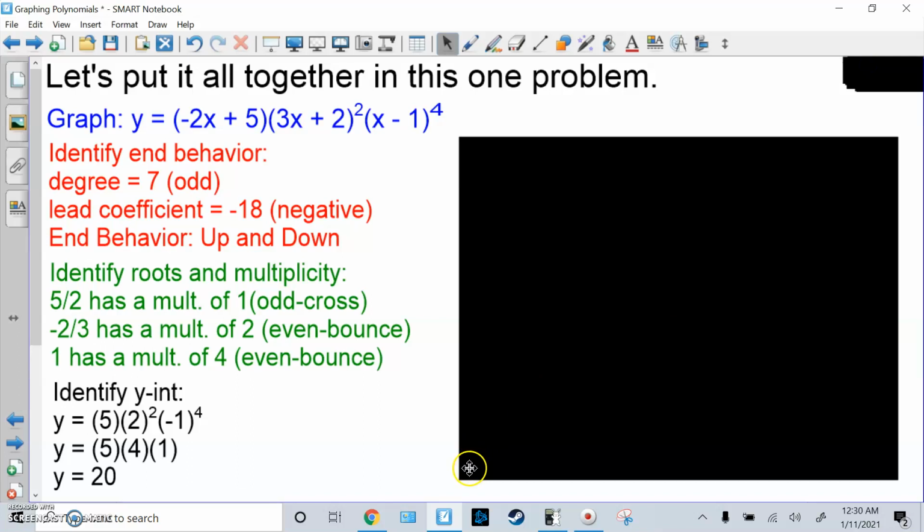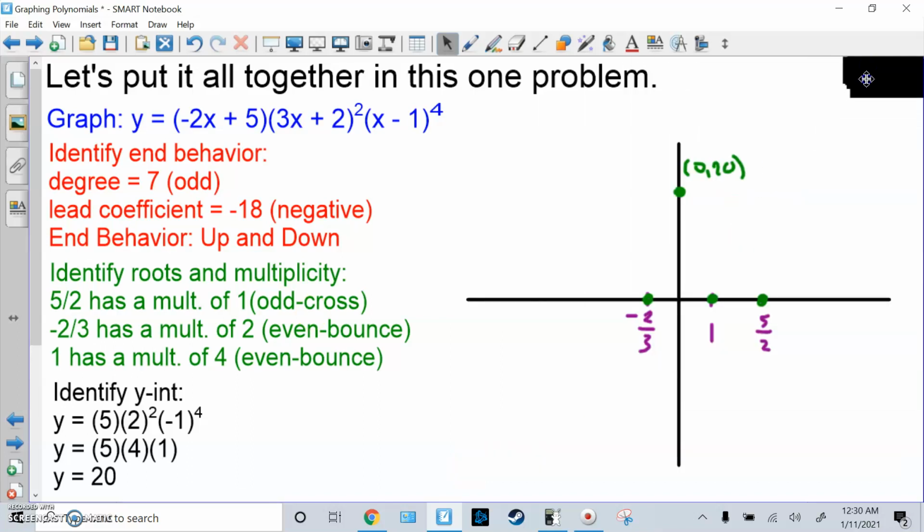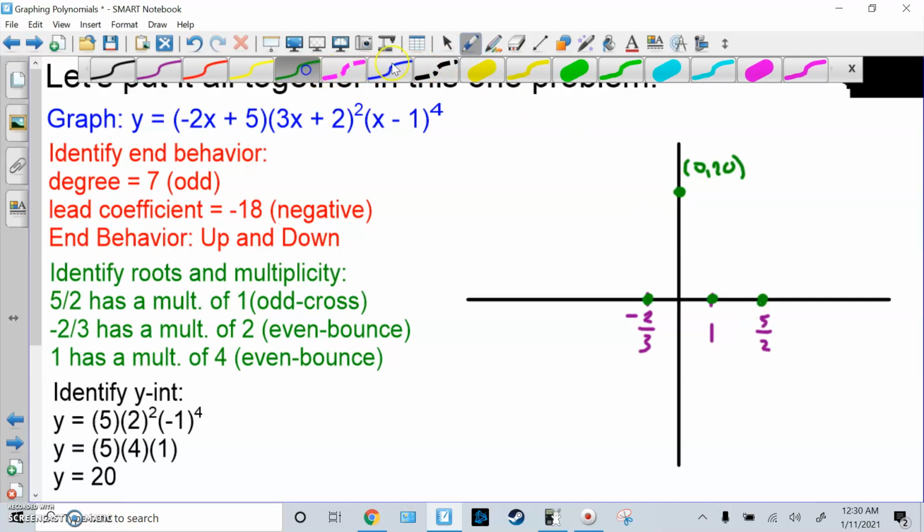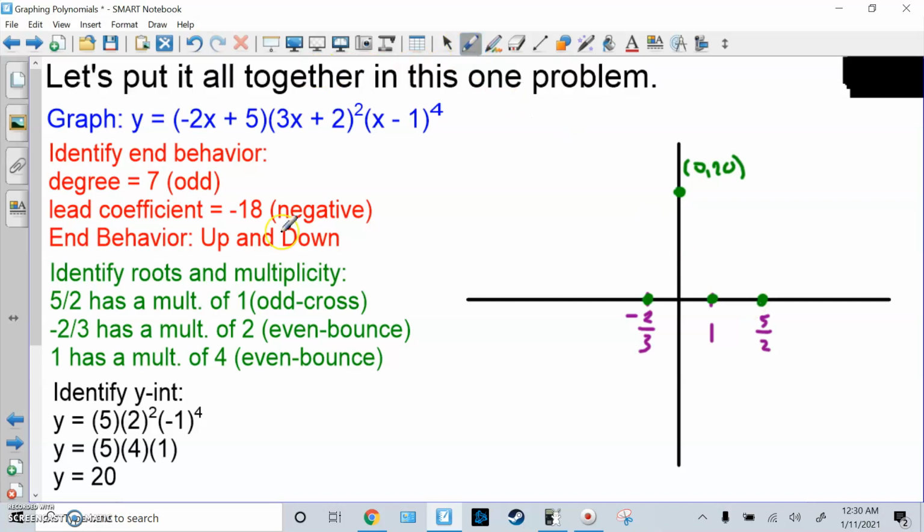Alright, I'm now going to put all this on the graph. So notice I put 0, 20 as my y-intercept. I have the 3 x-intercepts, or solutions, roots: negative 2/3, 1, 5 over 2. Now I'm going to try to graph this. So first, we're going to use our end behavior. We know on the left side, we're going to be up. So I'm going to be up here somewhere.